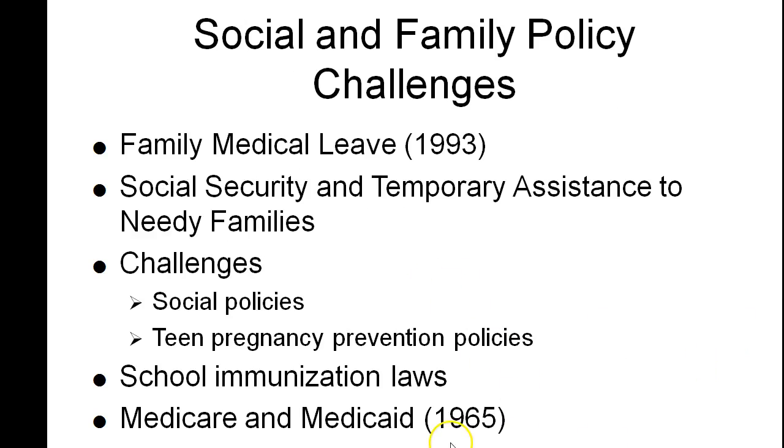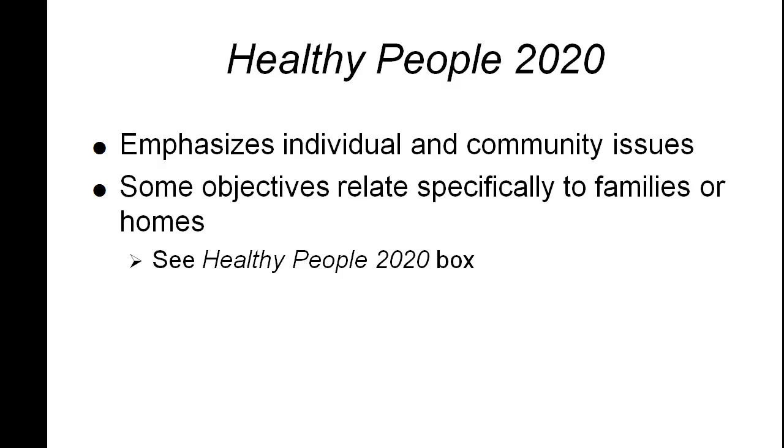So these are the different policies that we use to address social and family problems. Healthy People 2020 emphasizes individual and community issues and includes the families.